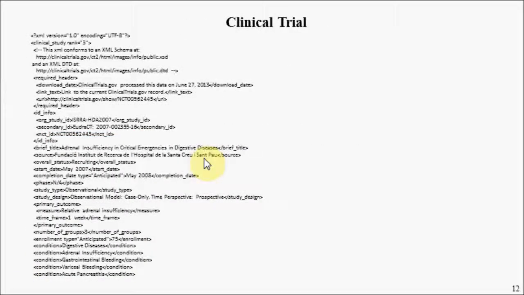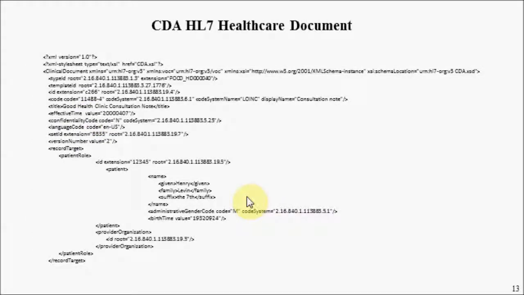Here's an example of a healthcare document dealing with clinical trials here. This happens to be the output of doing a query at clinicaltrials.gov. You see again, it is an XML document. Here's another healthcare document example, a categorization. It is a CDA HL7 document. Again, notice it is XML.